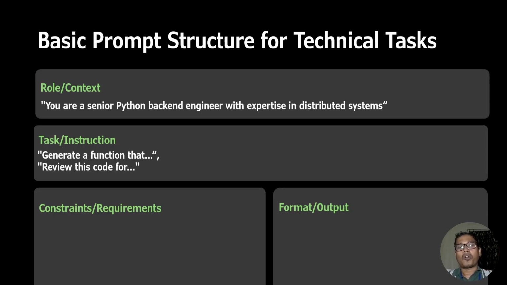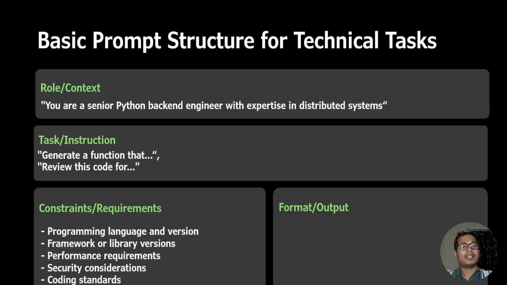Then you write the constraints or the requirements, right? So constraints might be, you write this way, like the programming language version. I need this to be in Python 3.11. Okay, and you also need the framework or library version. So you can write: I need this library and the version of this library to be followed. The performance requirement you can also mention in your constraints section, right? And if you need any security consideration, that also you can define. The coding standard you can define.